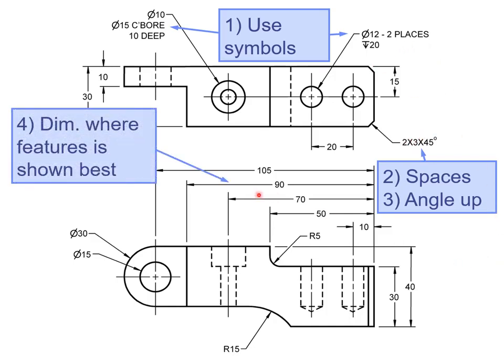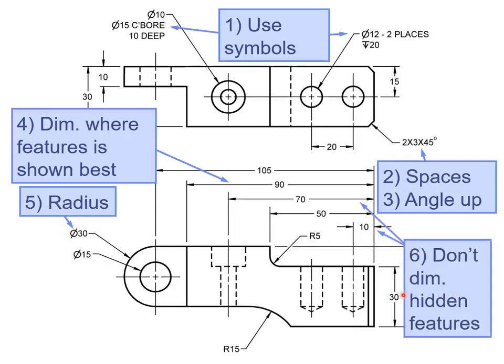Okay, next mistake is the dimension of 90 looks better in the top view. We can see that it's dimensioning a step. So let's place the 90 in the top view. And again, we also caught the radius mistake. You do not dimension an arc with a diameter, you do it with a radius.